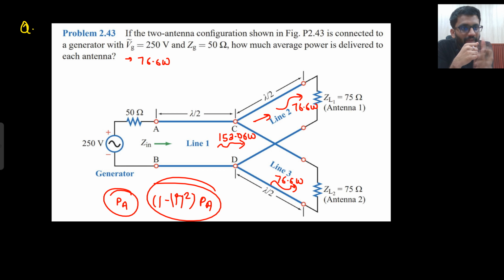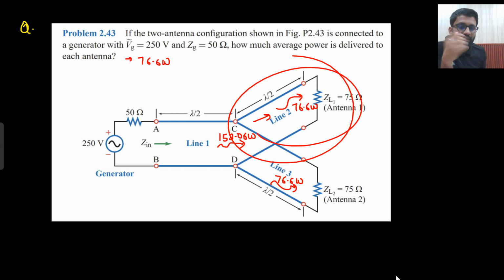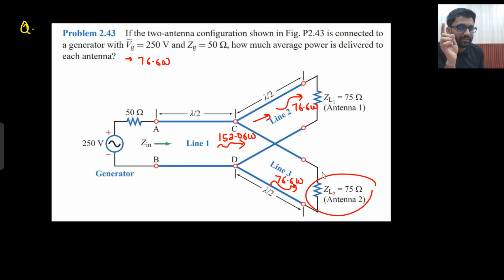This is the power delivered to the load. Why is that so? Because what did you replace this transmission line with? Z-in. You did not replace this transmission line with Z0. You replaced this transmission line with Z-in. You also replaced this transmission line with Z-in. Z-in means this was equal to ZL2 only and this was equal to ZL1 only.